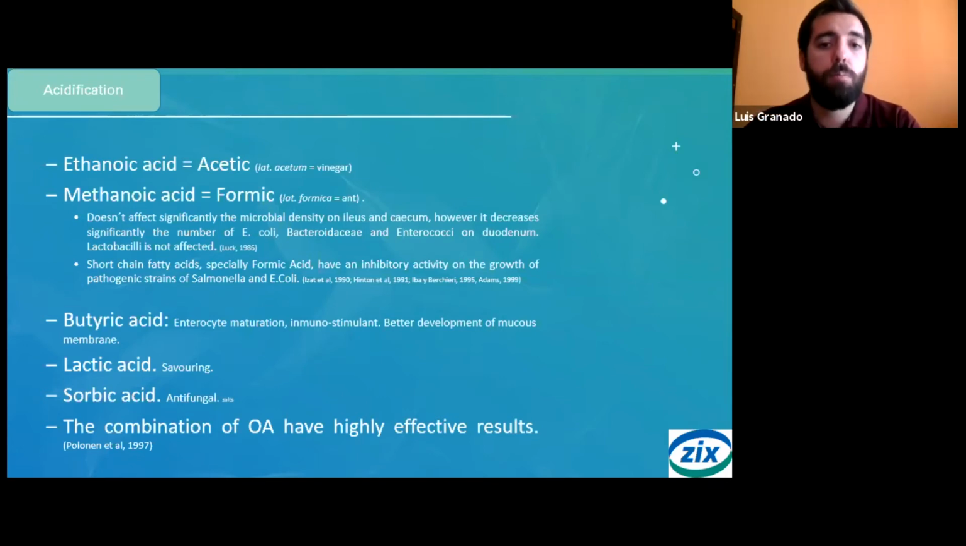In the case of butyric acid, we know that it helps with the maturation of the enterocyte. It is also immune stimulant, and it helps to the correct development of the intestinal mucous membrane, apart from obviously the bacteriostatic effect itself that it has got. We saw already how the lactic acid was good, provides good flavor as well. And for example, sorbic acid is a great antifungal. It is widely used in food, especially in bread and pastries to avoid fungal colonization.